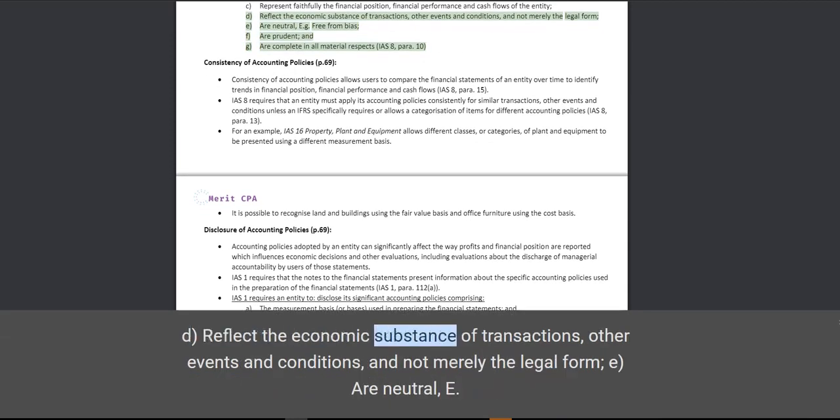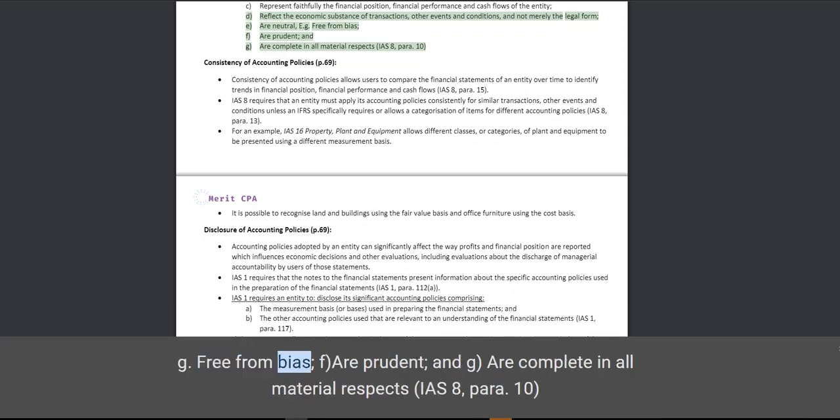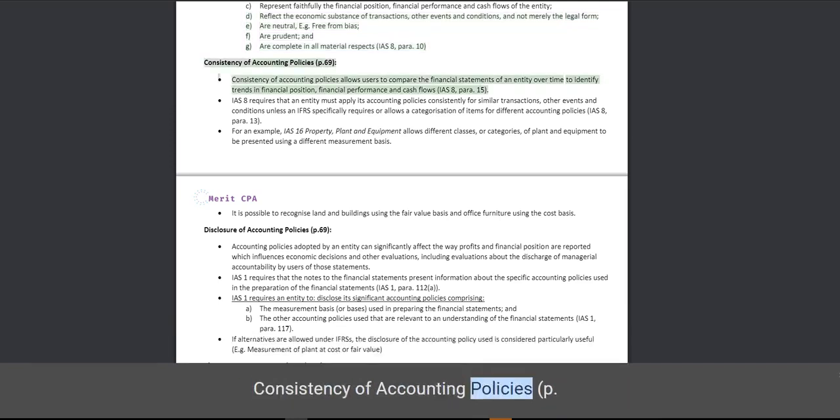D. reflect the economic substance of transactions, other events and conditions, and not merely the legal form. E. are neutral, for example free from bias. F. are prudent. And G. are complete in all material respects. IAS 8, para. 10. Consistency of accounting policies.